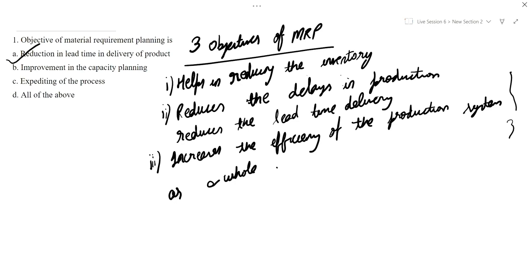So the production will go on smoothly and this will avoid any kind of delay due to the lack of material. Thirdly, it increases the efficiency of the production system as a whole, which means MRP is basically the coordination among departments and work centers, which helps in smooth, uninterrupted flow of the material during production. And when it happens, we find the output of the production system is enhanced and this helps in increasing the efficiency of the production system. Okay, so the next question.